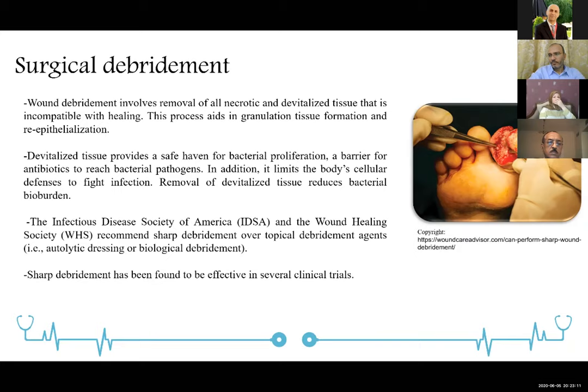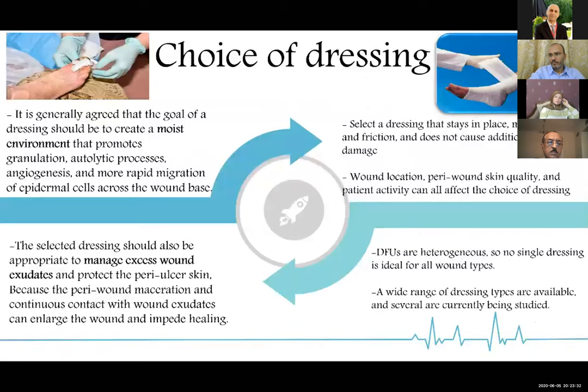The Infectious Diseases Society of America and the Wound Healing Society recommend sharp debridement over topical debridement agents, autolytic dressings, biological debridement, and mechanical debridement. Sharp debridement has been found to be effective in several clinical trials. We will go to the next standard of care, which is the type of dressing. It is generally agreed that the goal of the dressing should be to create a moist environment. This moist environment will promote granulation, the autolytic process, angiogenesis, and more rapid migration of epidermal cells across the wound base.